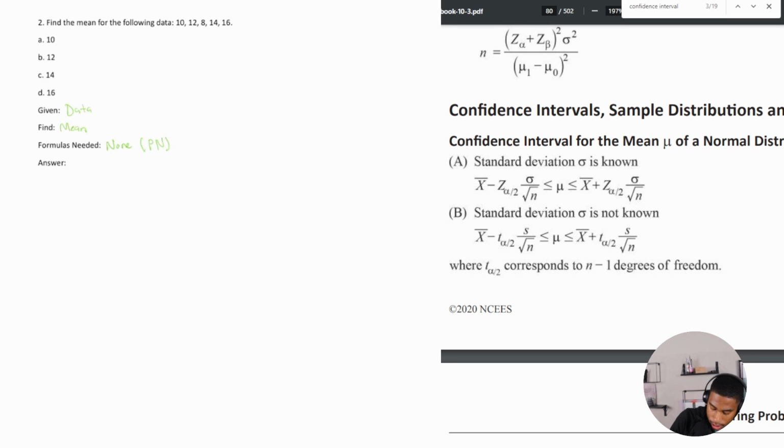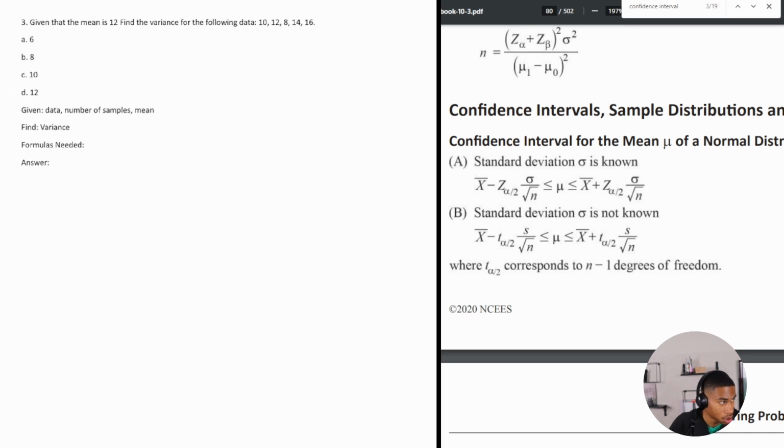But basically, it's just taking your 10 plus your 12 plus your 8 plus 14 plus 16, and dividing it by the number of values that you have. So we have 1, 2, 3, 4, and 5 values. So we're going to divide that by 5. And you should get 12 for this. Pretty easy. Great. All right. Let's look at number 3.